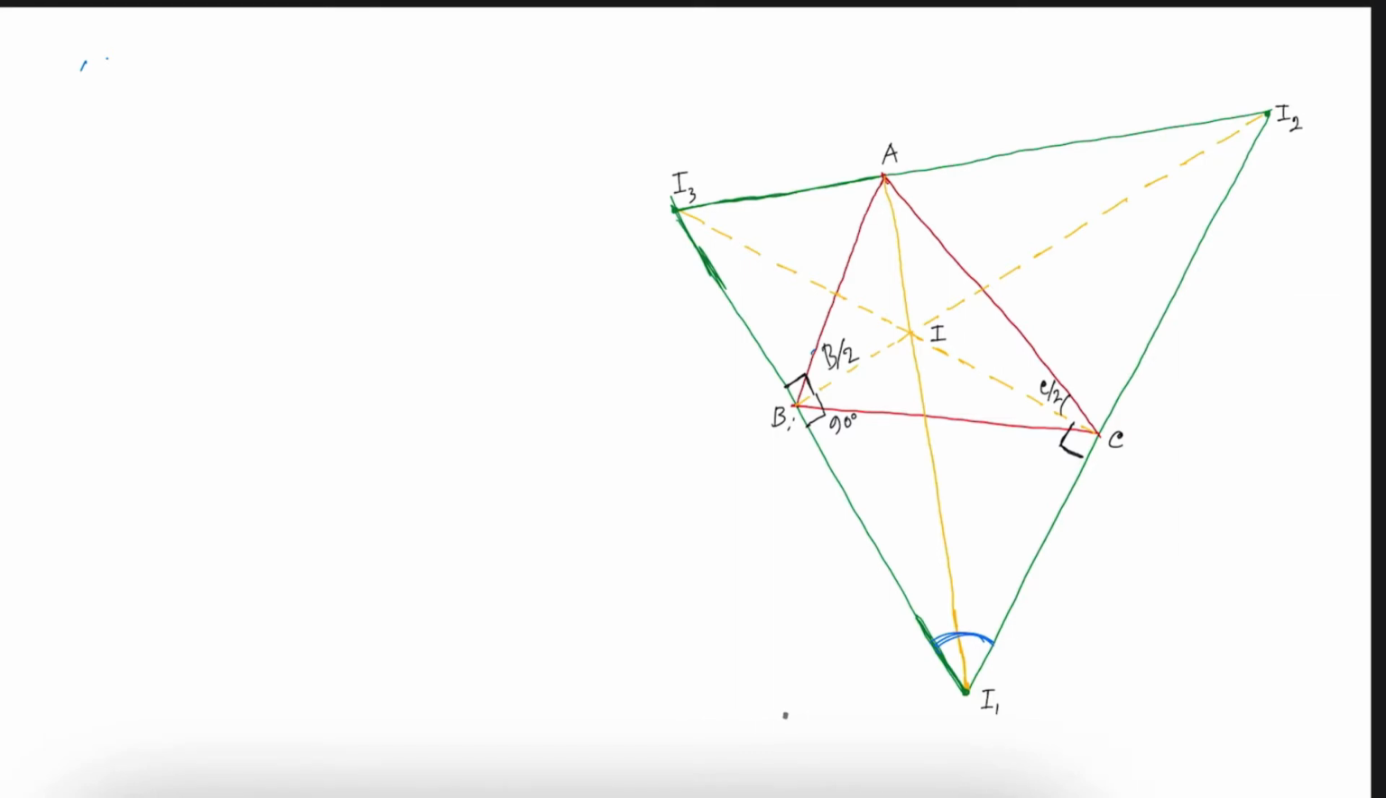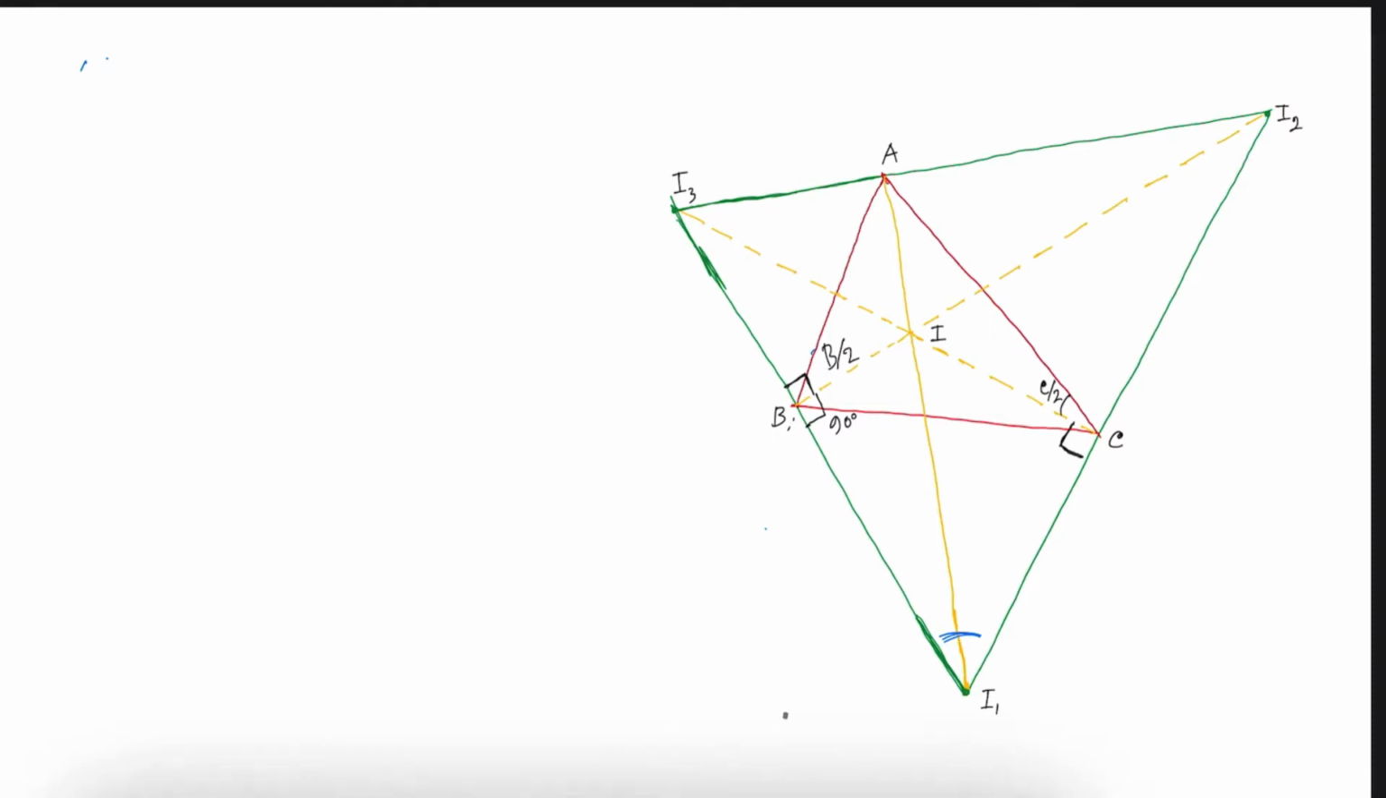bisectors of the angle A and the external angle of B and the external angle of C. What is the external angle of B? If we produce AB, then BI1 is the bisector of the angle CBX, right? Similarly, CI1 is the external bisector of the angle C. Fine. So in this way, we can find the excenter I1 opposite to the vertex A.